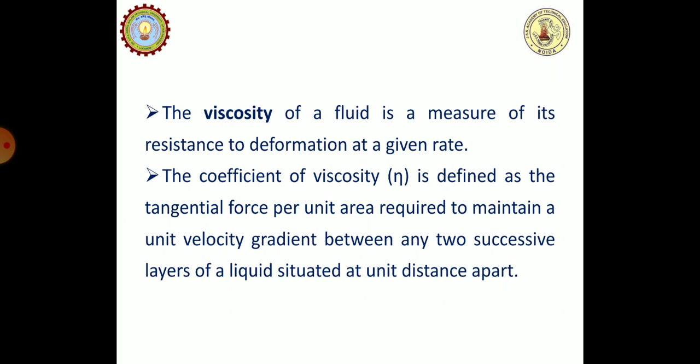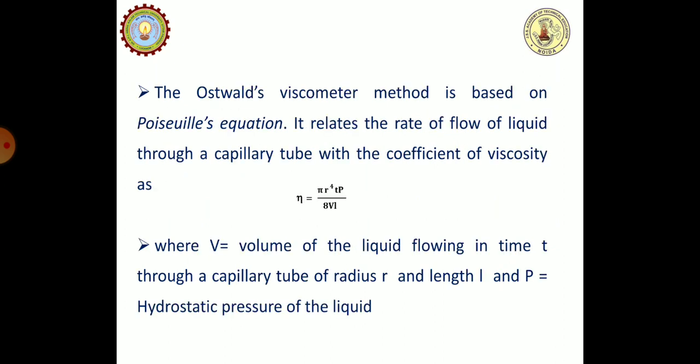The viscosity of a fluid means the coefficient of viscosity. The coefficient of viscosity is generally represented by the mathematical term eta, like n. Eta is defined as the tangential force per unit area required to maintain unit velocity gradient between any two successive layers of a liquid situated at unit distance apart.